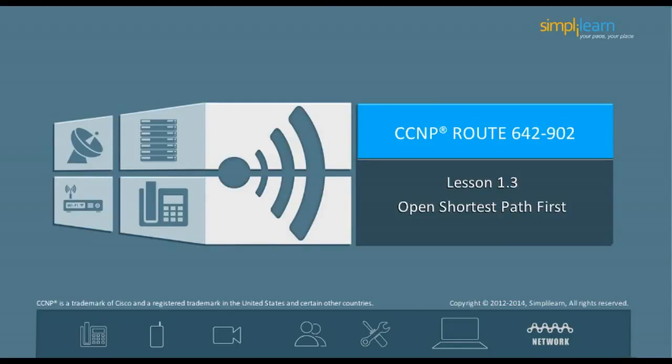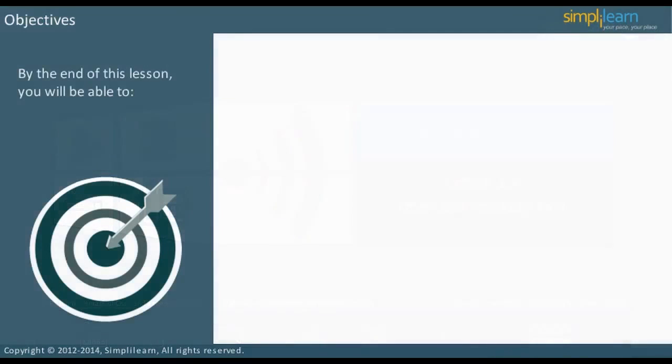In the previous lesson, we focused on EIGRP. In this lesson, we will look into Open Shortest Path First, OSPF. Let us begin with the objectives of the lesson in the next slide.